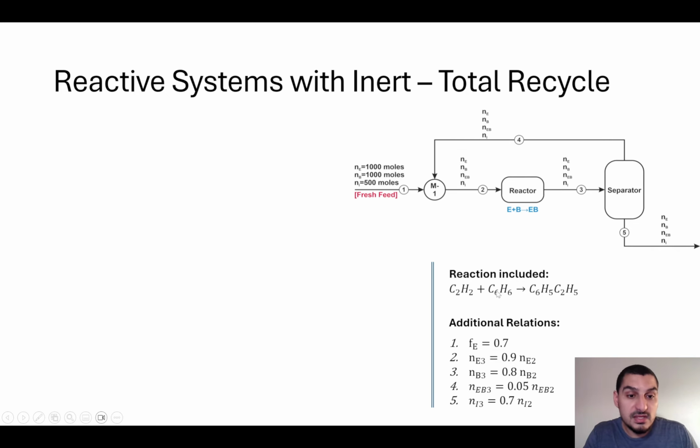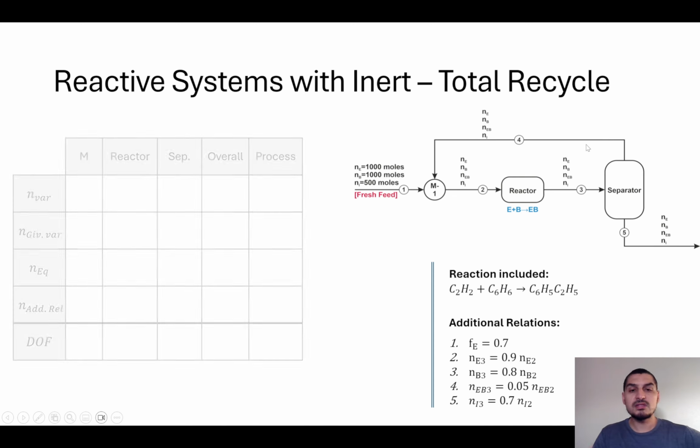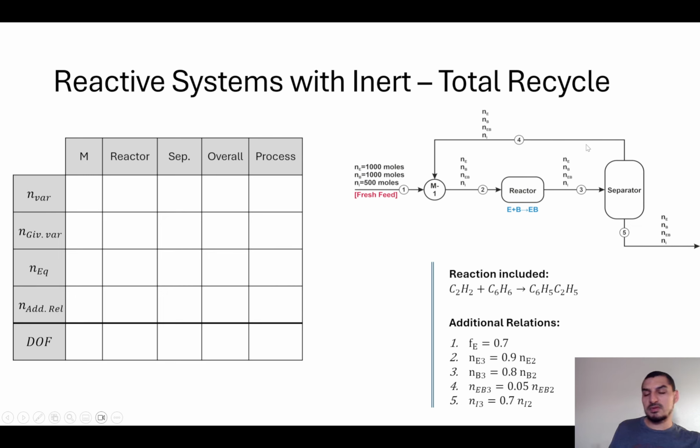Still, we have the same information. This is the same reaction that happens. We have the same conversion of ethylene in the reactor. We have the 4 relations for the separator, the relation between stream 3 and 4 in the separator. Of course, the stream numbers are different, but it's the same input and output streams. So now let's do the degrees of freedom analysis.